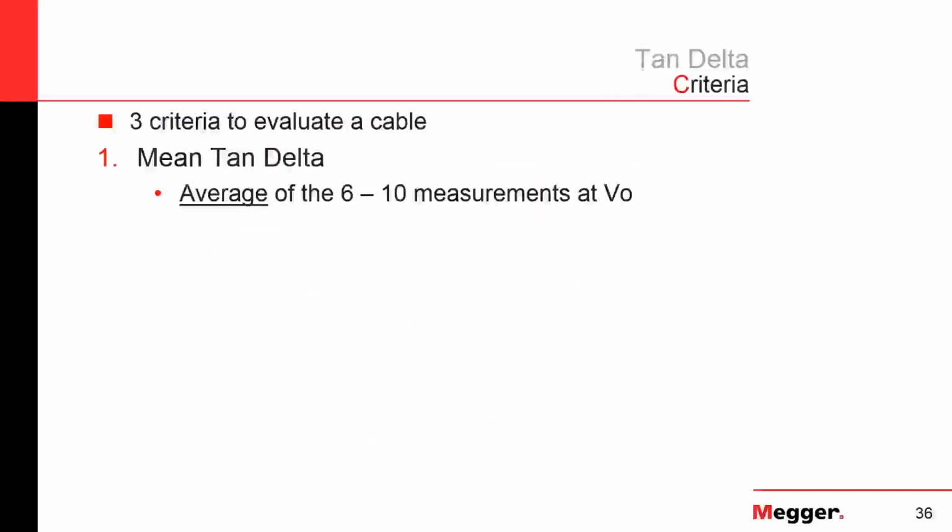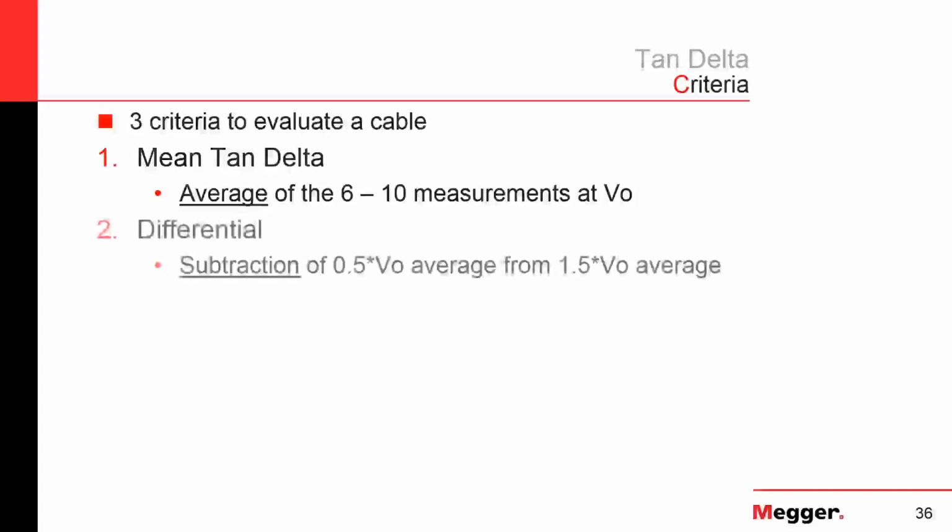There's 3 criteria then to evaluate the cable. The mean tan delta, that's the average of those measurements taken at rated voltage. We zip those down to an average number and compare it directly to the IEEE chart.